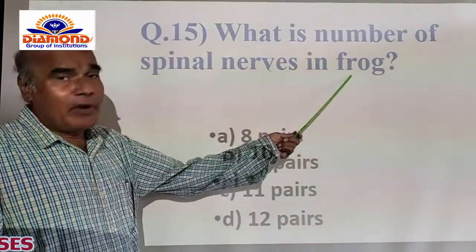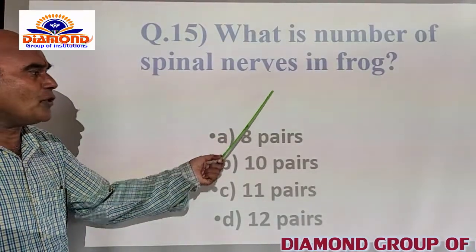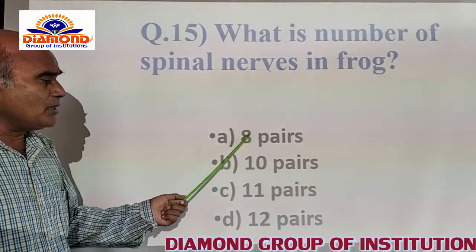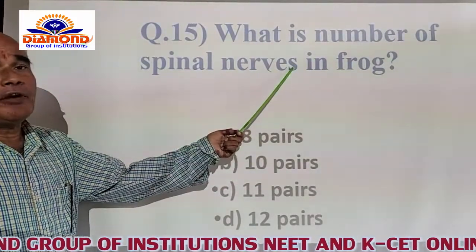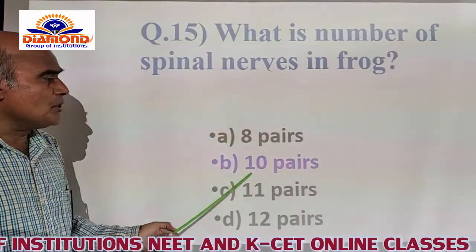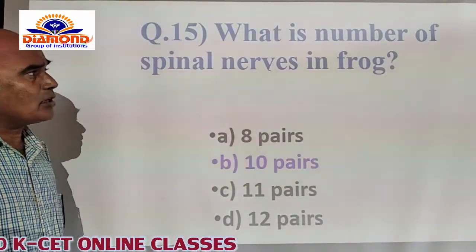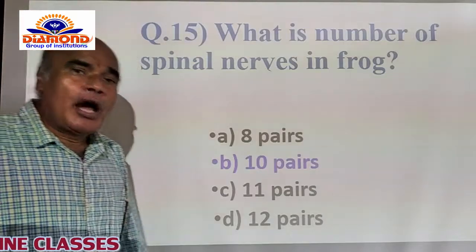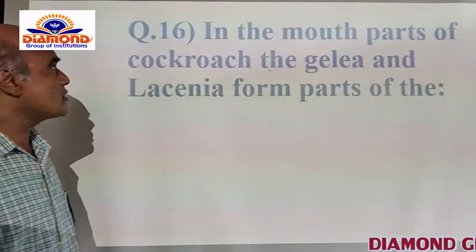Now regarding the frog, certainly 10 pairs of cranial nerves are confined to the frog. 8 pairs, 11 pairs and 12 pairs are not at all present in the body of a frog. Only option B is the correct option for this. So 10 pairs of cranial nerves are confined to the body of the frog. I too select option B as the correct one. Now we go for the next question.